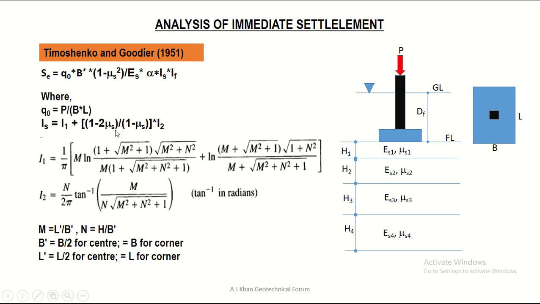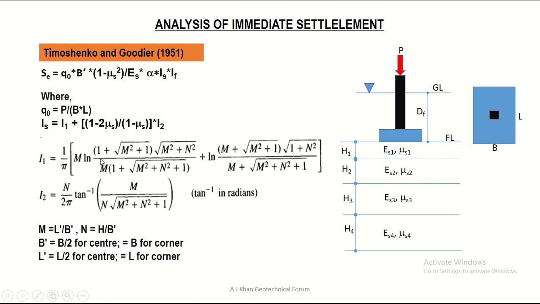And alpha is a factor, I'll explain later on, and Is is an influence factor for shape, and IF is a depth factor, which I'll explain later on. So what is Is? Is is a shape factor, and this is given by this expression. And here, apart from mu s, we have I1 and I2, and I1 and I2 are essentially functions of B and L, okay, and of course the layer thickness. So these are all functions of the geometry of the footing itself and also the thickness of the layers.